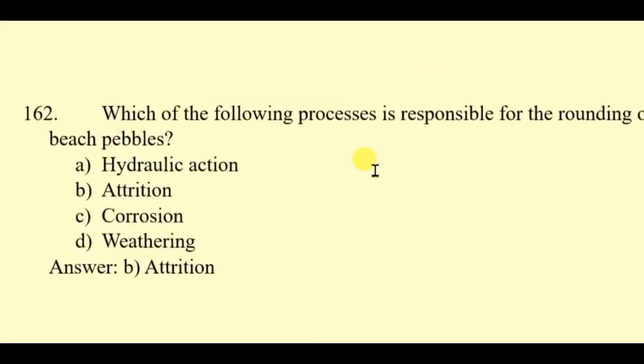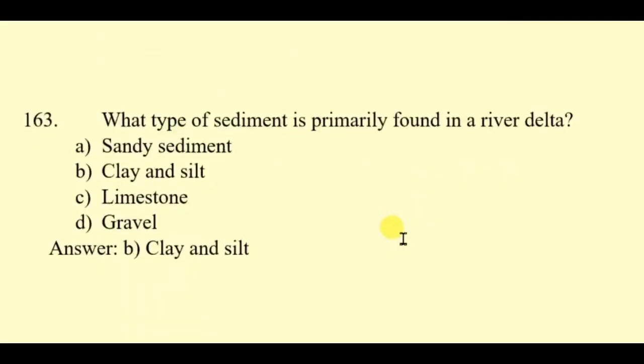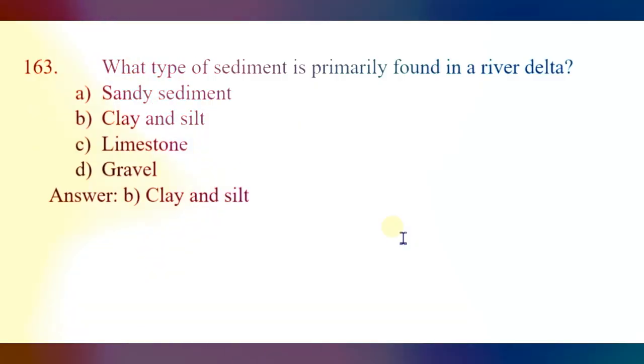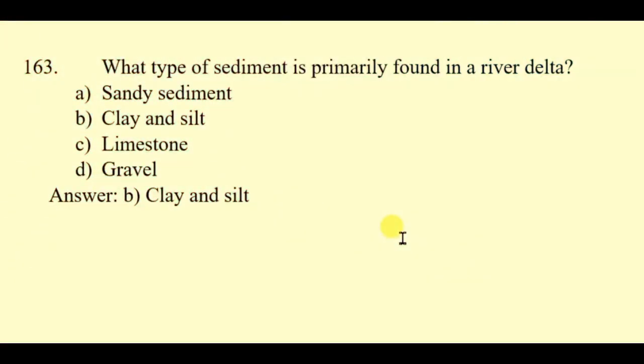Question 162. Which of the following is responsible for the rounding of beach pebbles? Hydraulic action, attrition, corrosion, weathering. Here the right answer will be attrition, because attrition is related to the process of different beach materials like pebbles, cobbles, etc. interacting. Question 163. What type of sediment is primarily found in river deltas? Sandy sediment, clay and silt, limestone, gravel. Here the right answer will be clay and silt.